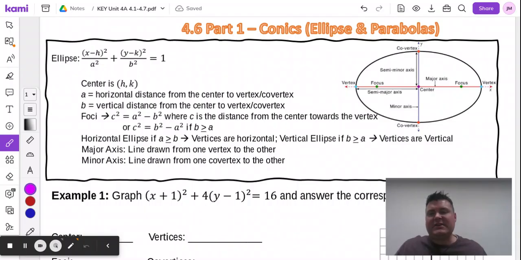We're going to cover section 4.6 today. It's broken up into two parts. We'll do the first part, which will be conics, only looking at ellipses and parabolas. And let's just get rocking and rolling here.